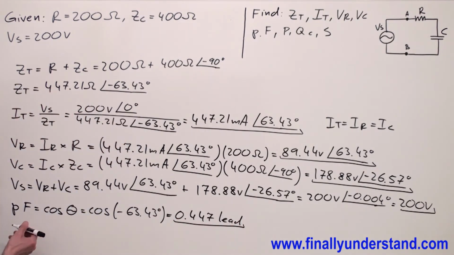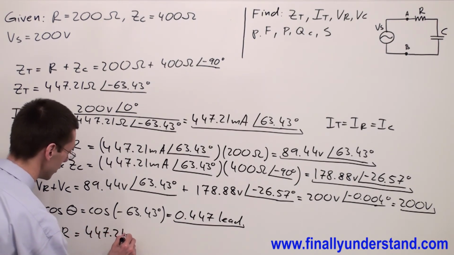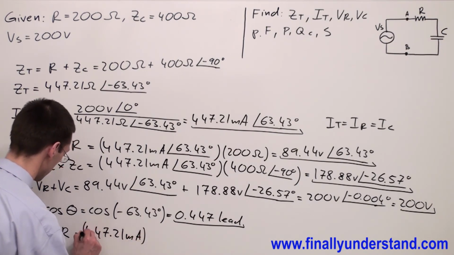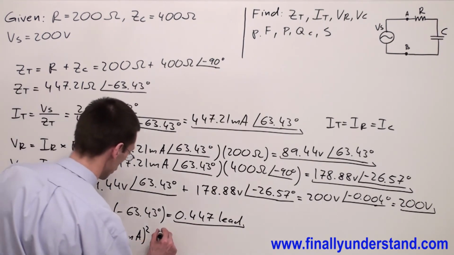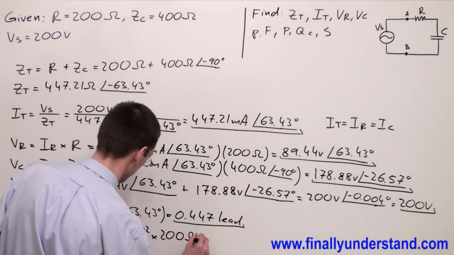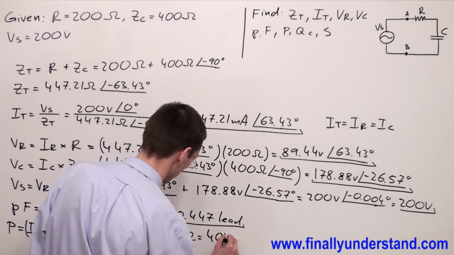Next, we're supposed to find the true power. True power is equal to IR square times resistance, where IR is equal to 447.21 milliamps to the second power times the resistance, which is equal to 200 ohms. So true power is equal to 40 watts.